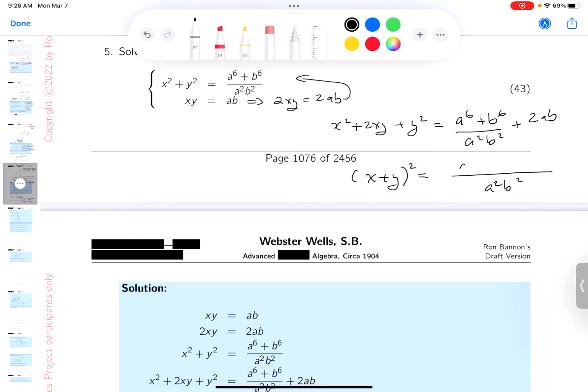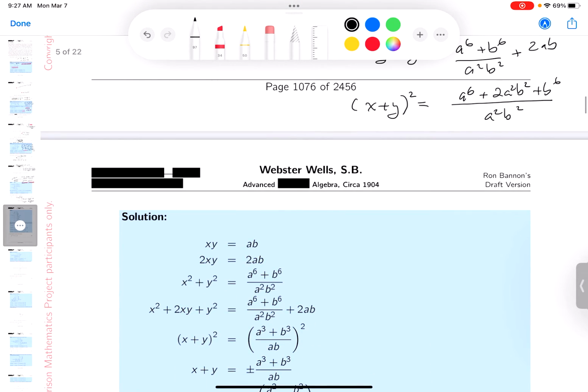Then you get a^6 plus 2a squared b squared plus b^6. Let's hope for the best. (X plus y) squared equals, well, it looks like a perfect square, doesn't it? Looks like (a cubed plus b cubed) squared.